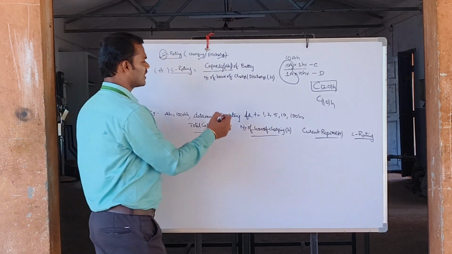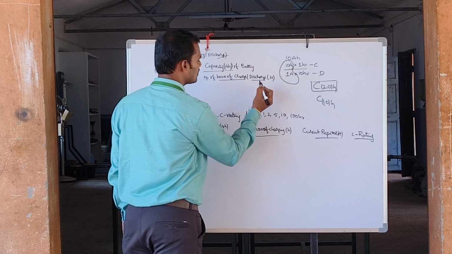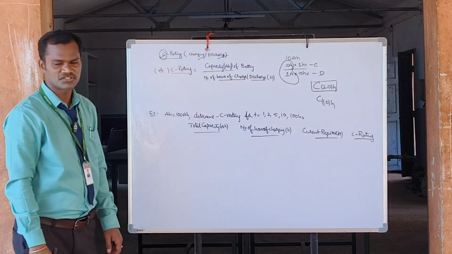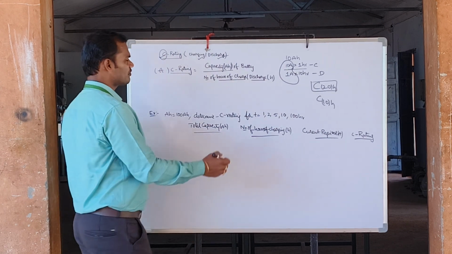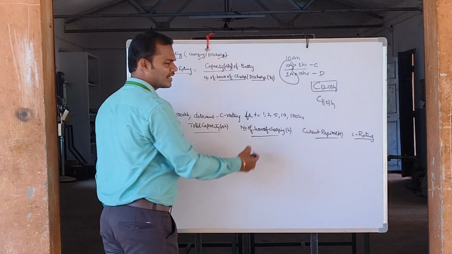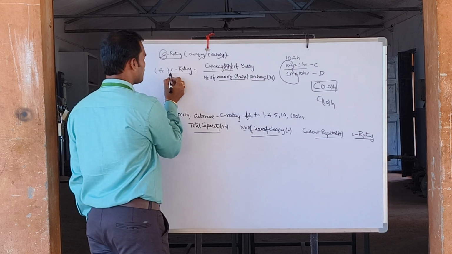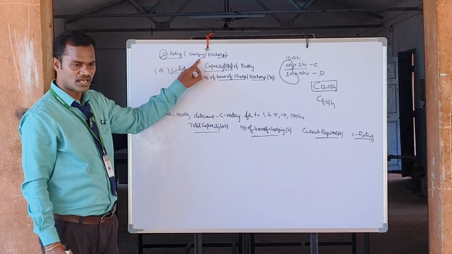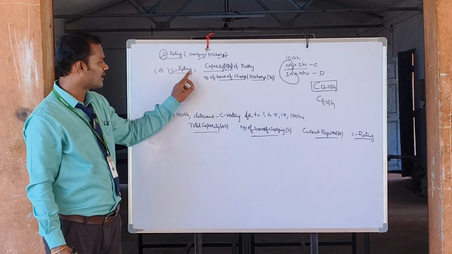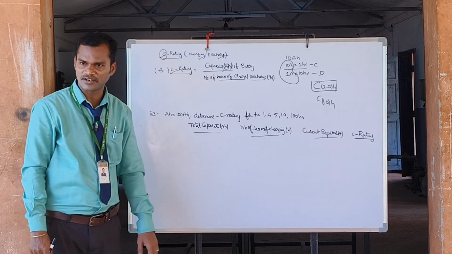The time is the number of hours for charging the battery, or the number of hours for discharging the battery, so the time we write in hours. From this formula, hour will get cancelled out, and the resultant will be what? Amperes, where that ampere is called the current rating of a battery. Under which condition? Charging condition, or discharging condition. So this is called the C rating of a battery.